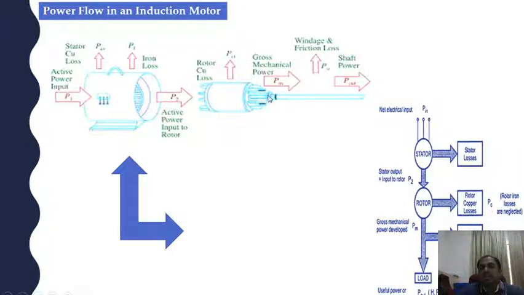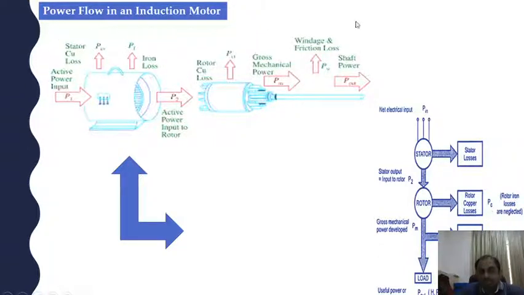And this is the shaft of the rotor, and at the shaft pulley we are going to measure the speed. So across the shaft we are measuring the shaft power. In the shaft, because this is the mechanical part, this is a bearing. In the bearing, windage and friction losses, which are nothing but mechanical losses, will be produced.